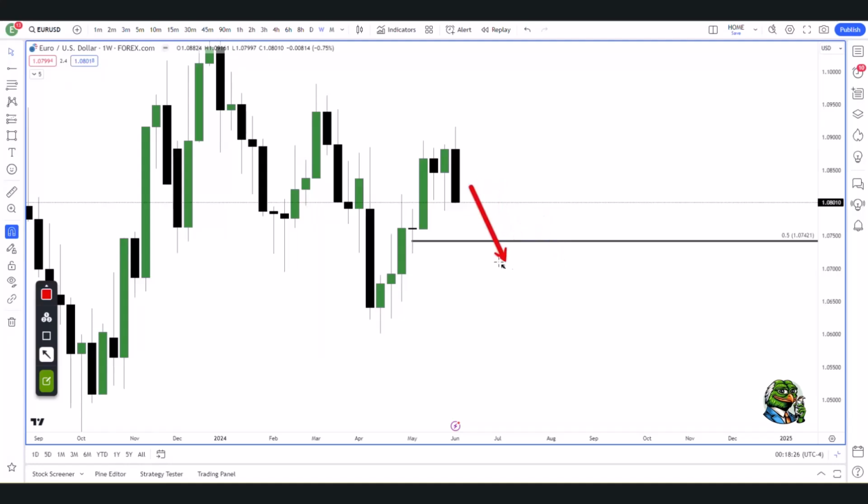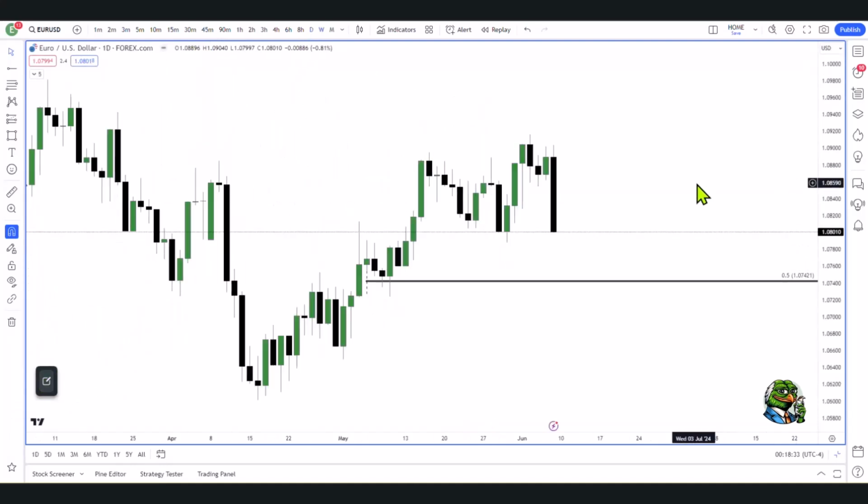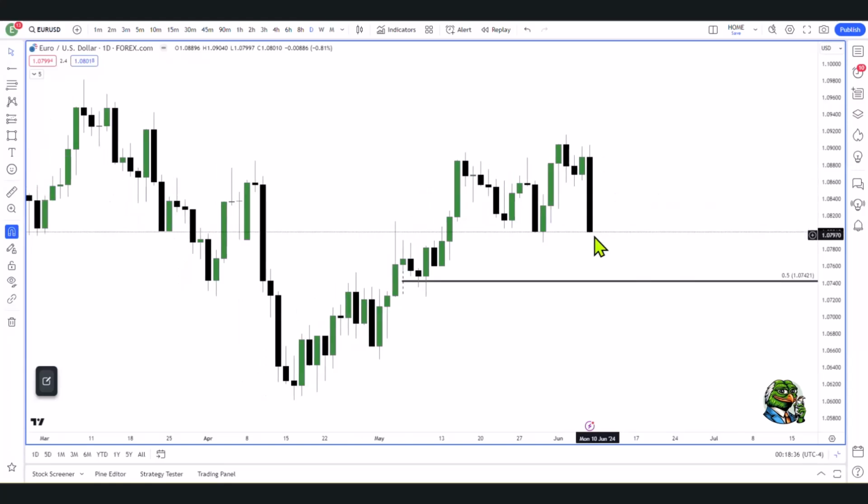So it's not going to be a straight move down. Okay, so let's now jump to the daily time frame and see what we see in the dailies. On the dailies, I think you can clearly see a big down day on Friday.